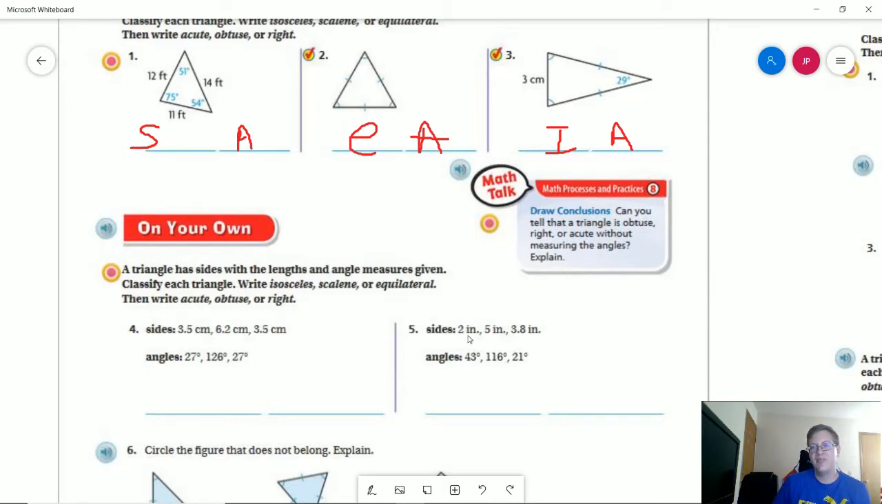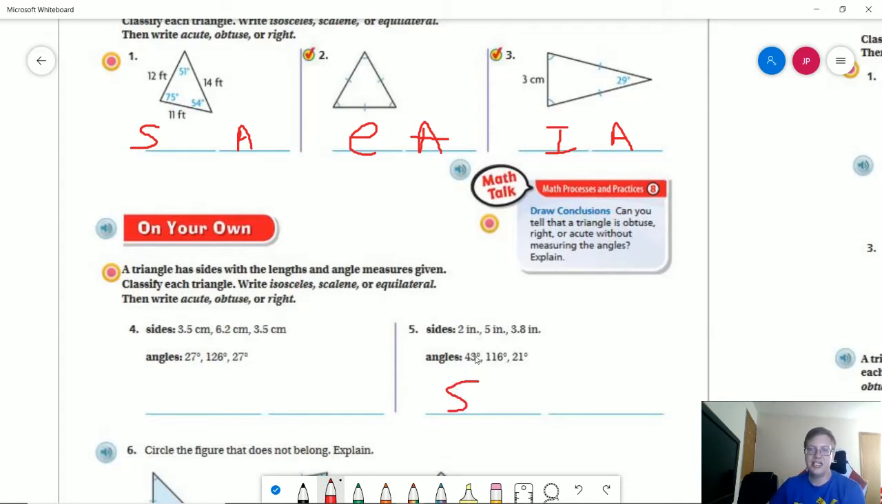So we are not going to try to draw this, but we can look at the information. So for number 5, we have 2 inches, 5 inches, and 3.8. That means none of the sides are the same length. So that's going to give us a scalene triangle. And then looking at the angle measurements, we have 2 that are smaller than 90 degrees. We have 1 that is larger. Since we have this 1 that is larger than 90 degrees, that automatically makes it an obtuse triangle.